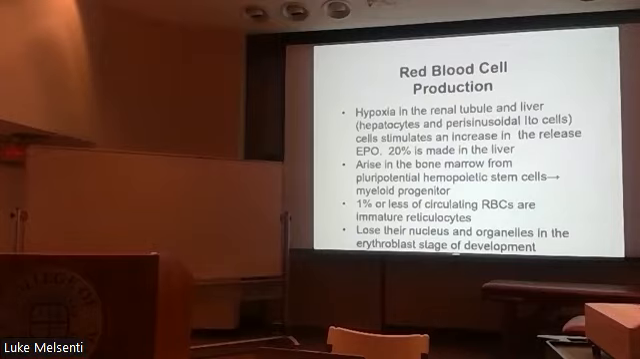20% of it's made in the liver, the rest is made in the kidneys. They arise in the bone marrow from the pluripotential hematopoietic stem cells. They become myeloid progenitor cells. 1% or less of the circulating red blood cells are immature reticulocytes. They lose their organelles and the nucleus in the erythroblast stage of development. So they resorb their organelles. So it's the only cell that doesn't have the MHC. It's the only one that doesn't have any organelles. Okay?